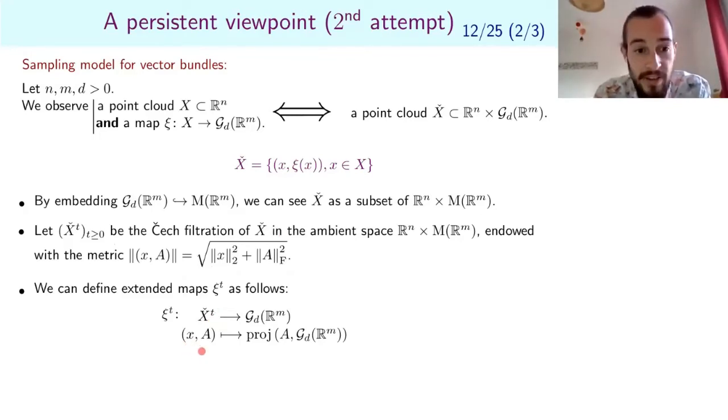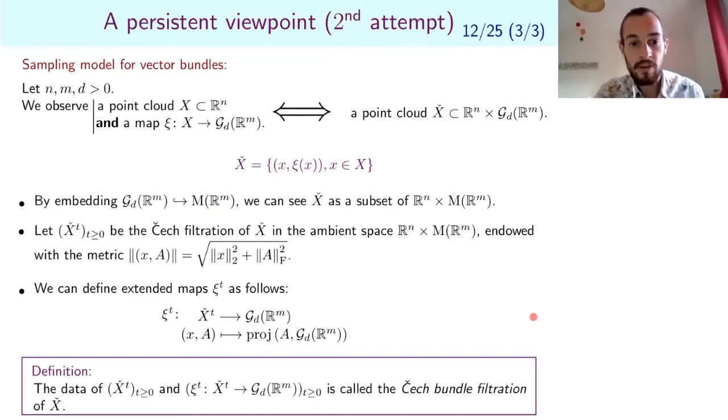Take a point (x, A) of your thickening. So x is a point in R^n and A is a matrix. You project the matrix A onto the Grassmannian, seen as a subset of the matrix space. Okay, so this is what I call the Čech bundle filtration of X check. The Čech bundle filtration is the Čech filtration of X check plus these maps, Xi_t, that give the thickenings a vector bundle structure.